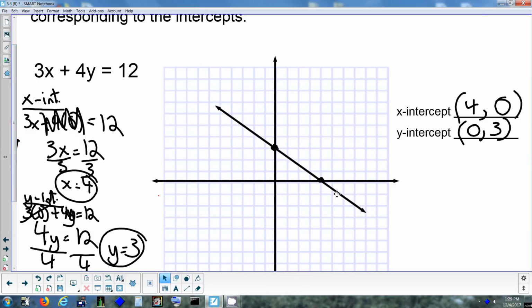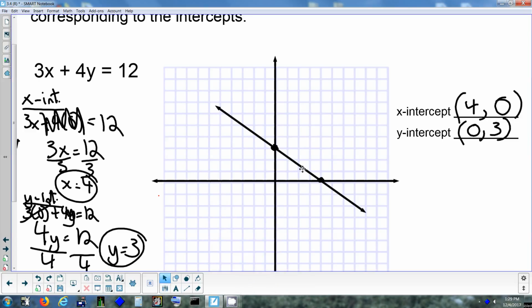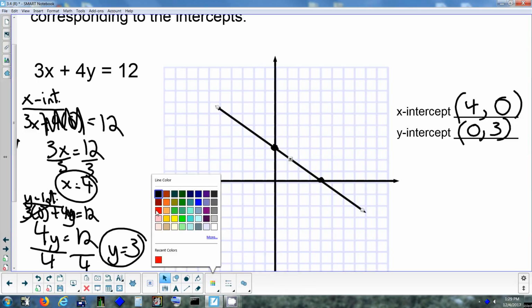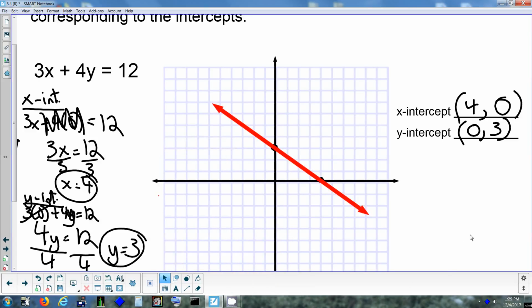On your homework tonight, and on the test on Thursday, it's going to have a spot for you to put the coordinates. Just write it in. When you get your x-intercept, just put 4. Your y-coordinate is 0. When you get your y-intercept, your y-coordinate is 3. Your x-coordinate is 0. Josiah, does that make sense now how we got 0, comma 3?